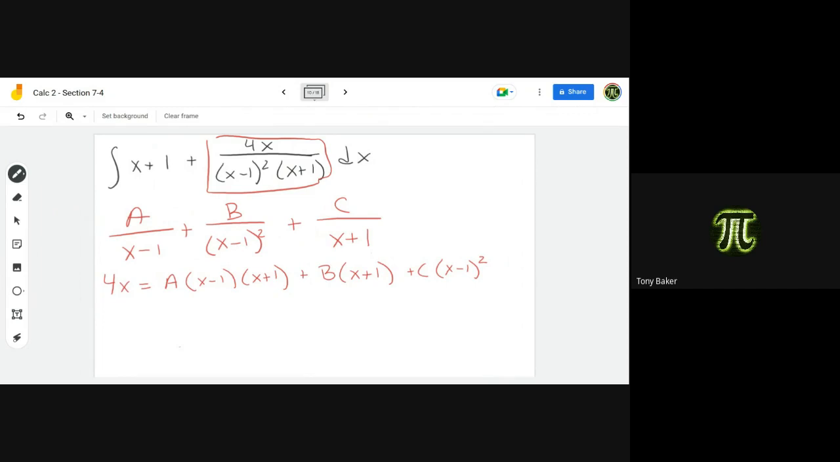All right, so we're here now. Same thing we did in the other one. We want to pick some numbers. So let's pick some numbers. Which number do we want to pick? All right, so -1. So I got -4 equals, the A is going to cancel out and the B is going to cancel out, right? And I get C times 4. -1 minus 1 is -2. -2 squared is 4. So C is -1.